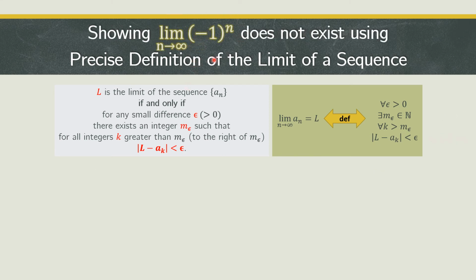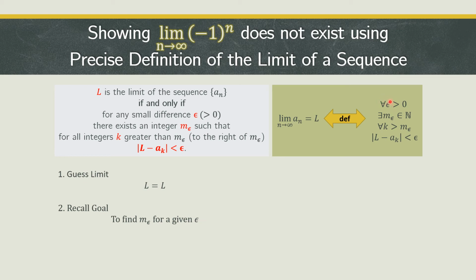Here we will show that the limit of this alternating sequence of negative 1s and 1s does not exist, because this sequence only alternates between negative 1 and 1 depending on whether n is odd or even. And we will use the precise definition of the limit of a sequence to show that such limit does not exist. First, let's have a guess. And we don't really know what to guess, but let's just assume that that number exists. Let's call that L.